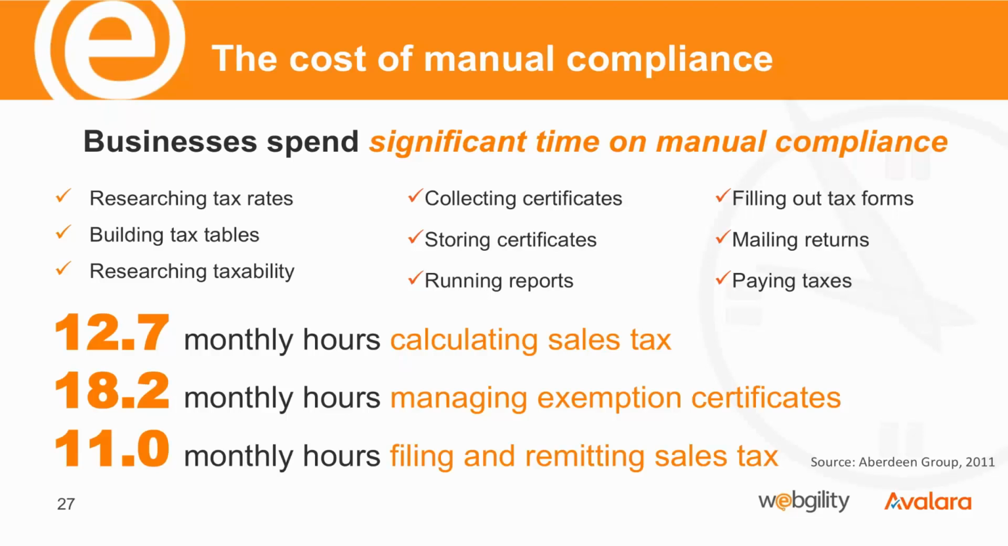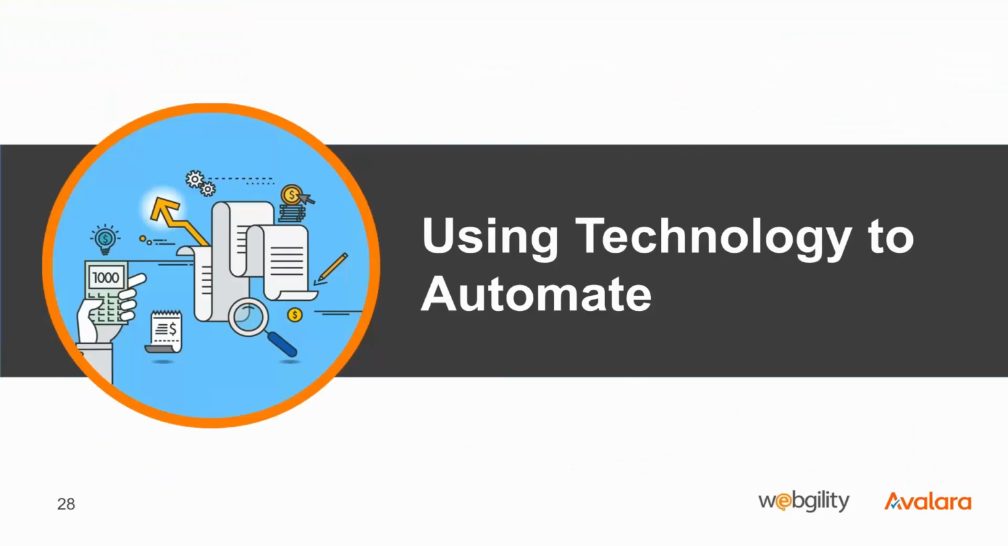The Aberdeen Group in 2011 did a study that estimated that the average company spends 41.9 hours a month managing the various tasks associated with manual compliance. All of this is time that could be better spent doing things that actually contribute to the bottom line of your business, not on compliance efforts, right? So, obviously we recommend you use a technology platform to automate this process and to free up the internal resources to be doing other things.